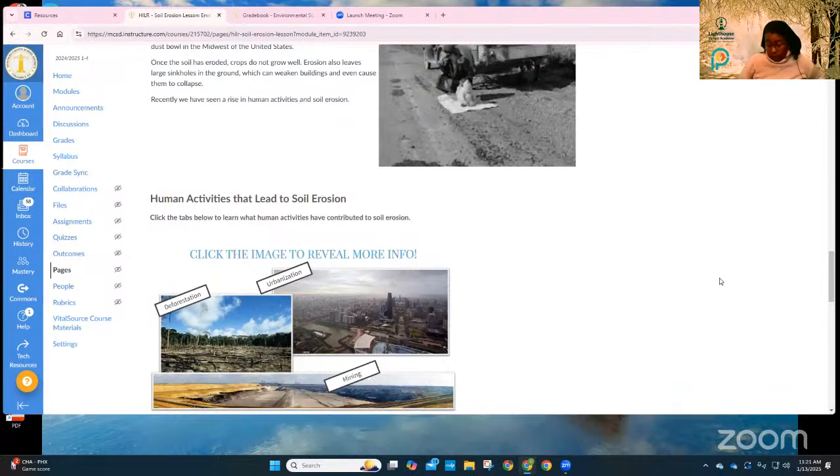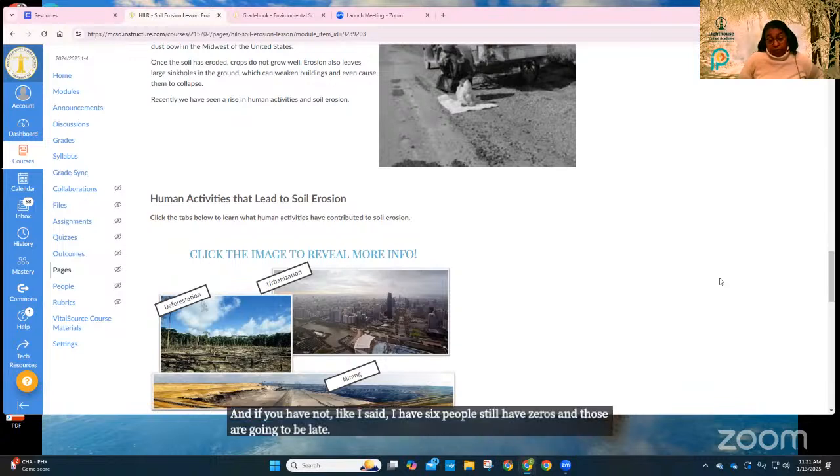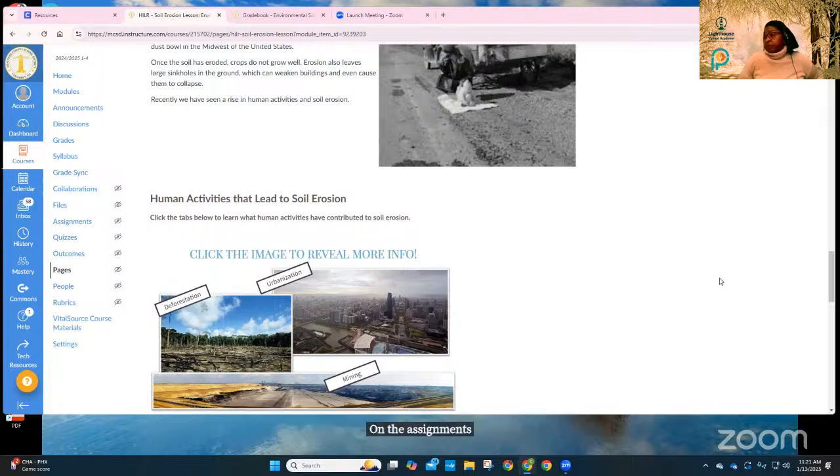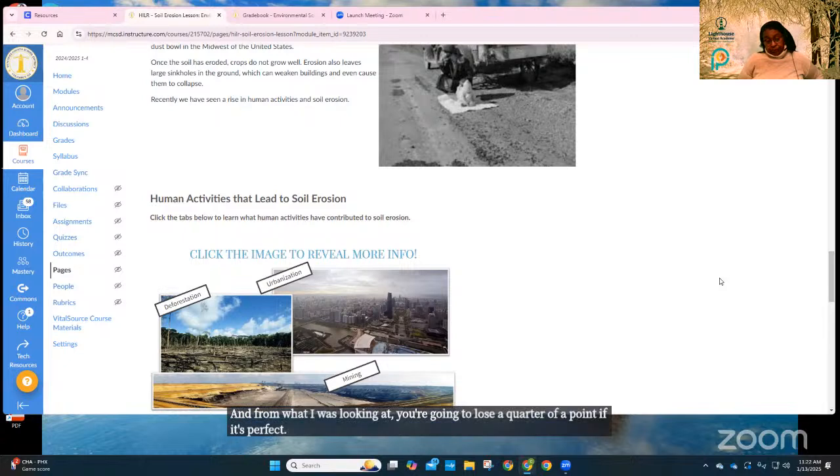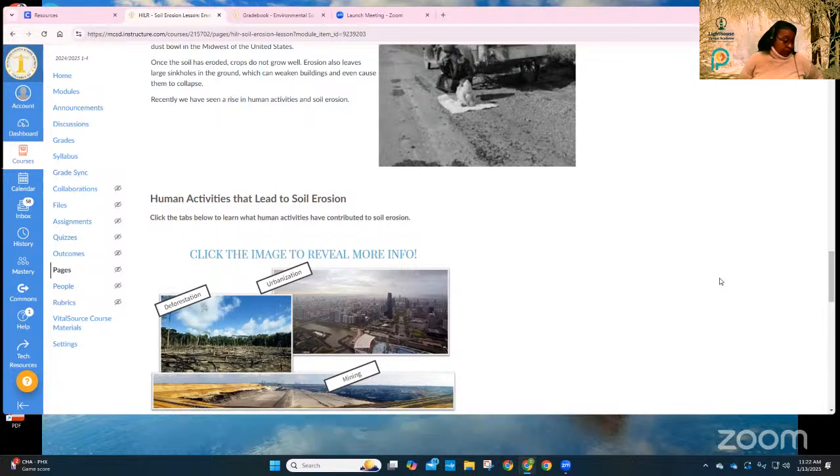And if you have not, like I said, I have 6 people who still have zeros, and those are going to be late on the assignments. So if they're not in by the end of lunchtime, that's late. And from what I was looking at, you're going to lose 1/4 of a point if it's perfect. So instead of 8, it's going to be like 7.6 or something like that. Don't give away your grade just because you chose to do something other than what you were supposed to do during class.